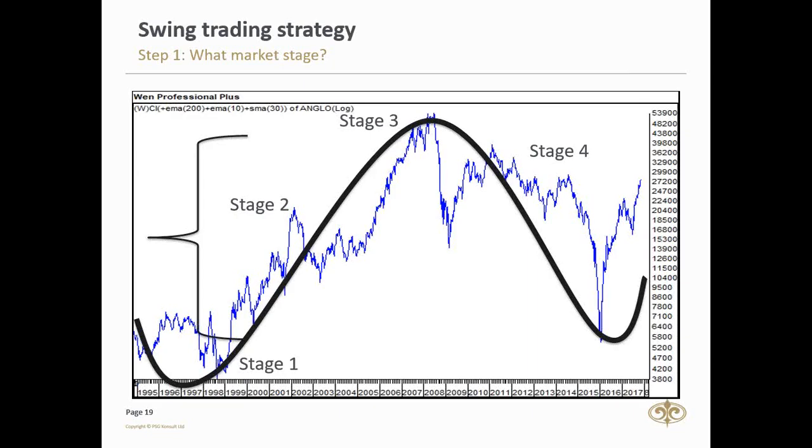Step number 1: ask what kind of market we are looking at. So I'm looking at Anglo, and I'm looking at the weekly chart going all the way back to 1995.